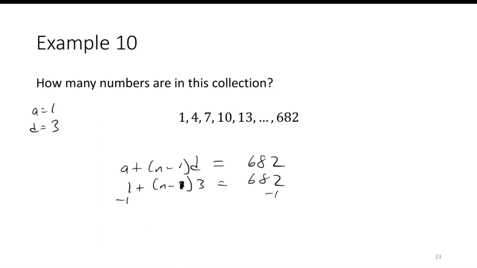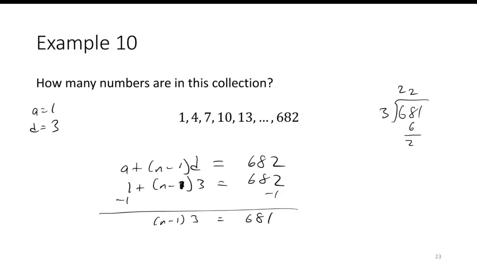Subtract 1. So n minus 1 times 3 is equal to 681. Divide by 3. So 681 divided by 3 would be 227. So my nth term would be 228 if I add 1. So there are 228 numbers in this collection.